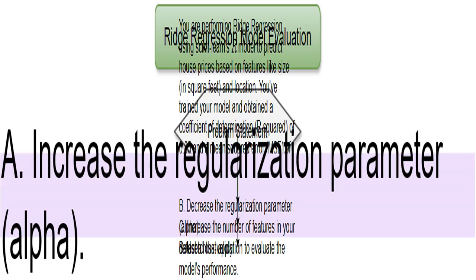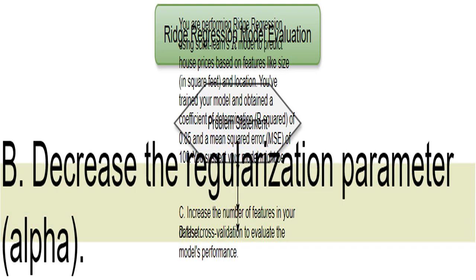Increasing alpha in ridge regression adds a stronger penalty to large coefficients. This prevents the model from becoming too complex and reduces overfitting. It's a good choice here. Decreasing alpha weakens the penalty on large coefficients. This allows for more complex models, possibly increasing overfitting. This is not a good choice given my suspicion of overfitting.